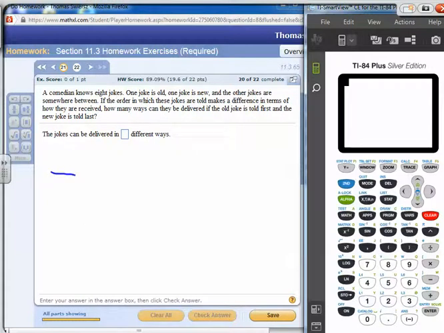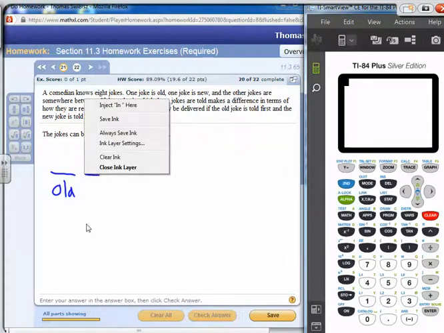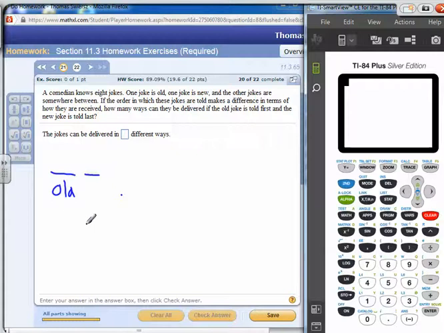So this is the old, and then we have 1, 2, 3, 4, 5, 6 jokes, and then the new joke is last, right? Because we have a total of 8 jokes, I made 1, 2, 3, 4, 5, 6, 7, 8, with the old first and the new last. Now, the old joke must be told first, so there's only 1 choice for the first joke. It's that old one.